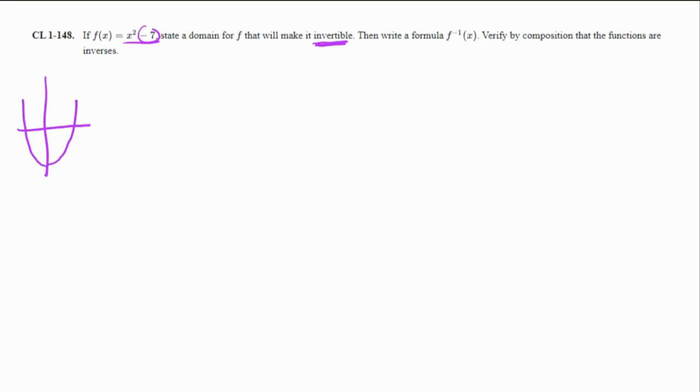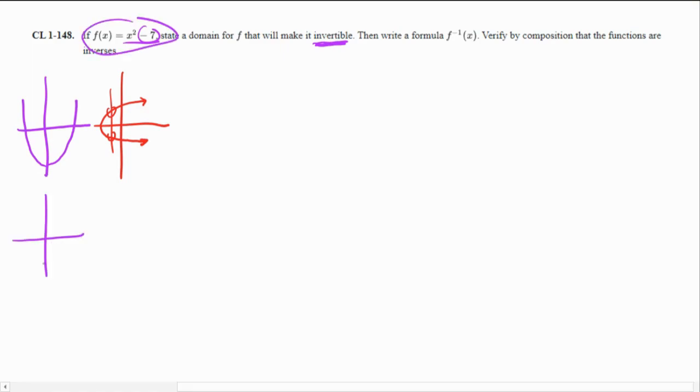If I were to take the inverse of this function, what I would get here is something that looks like this. And this is not a function because it doesn't pass the vertical line test. It has two outputs for multiple inputs and so on. So basically, this first part here is saying that this is not invertible. And what we need to do is state the domain of our original function here to make it so.